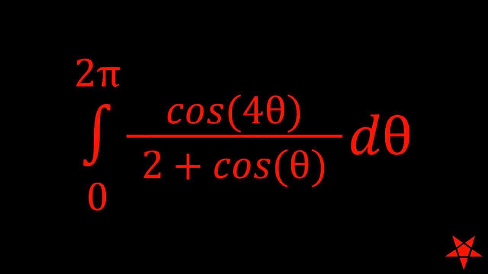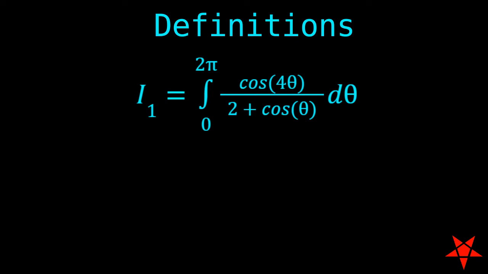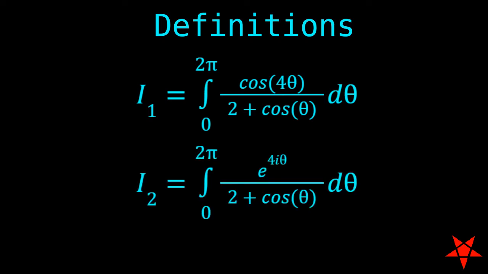So, for the purposes of record keeping, we will refer to the integral of cosine of 4 theta divided by 2 plus cosine theta, the integral that we are tasked with solving, as I1. The other integral, the one with e to the 4i theta in the numerator, will be referred to as I2.